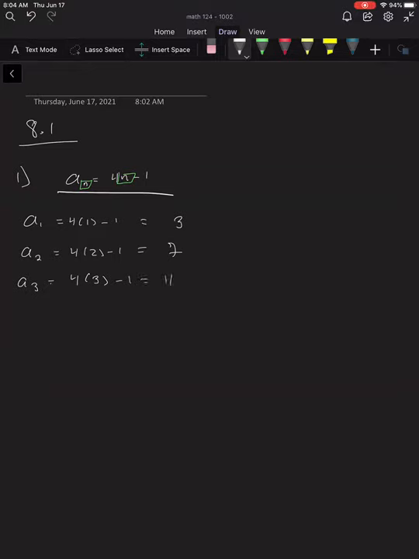This problem in particular, well, it tells us to find a10. Oh, we could do that. So find the first 4 terms. That's what the instructions say. So find the first 4 terms, then find a10 and a15.